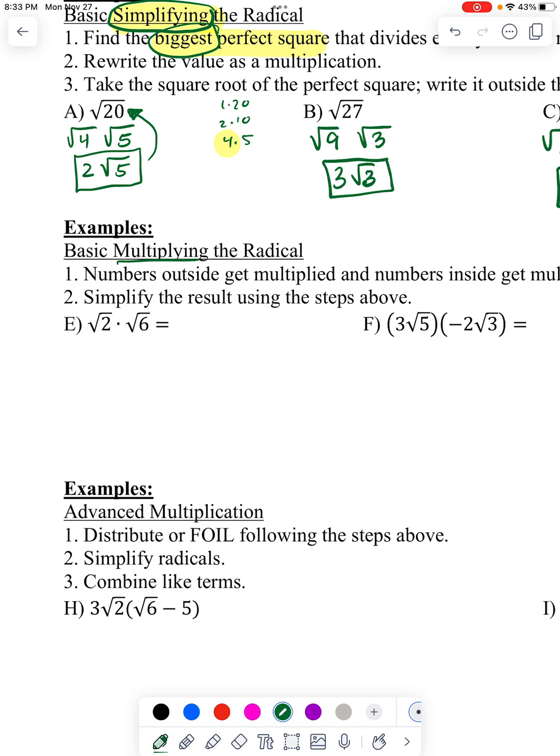Basically, numbers that are on the outside can multiply together, and numbers that are underneath the radical can multiply together.